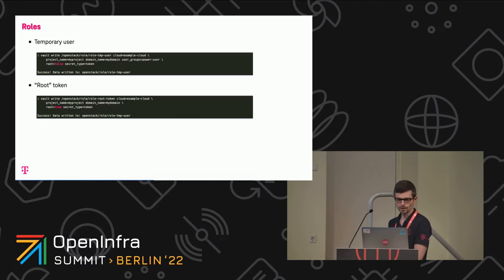So those are two different examples, but generally, in reality, there are three examples. For a temporary user, you can get back a token or a password. And for the root user, you can get only a token. Root explicitly here in quotes.